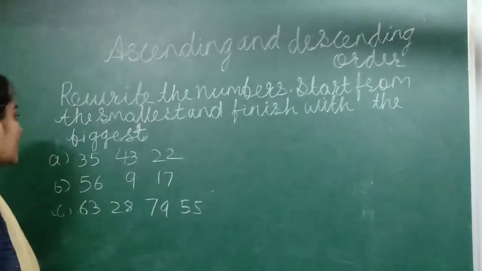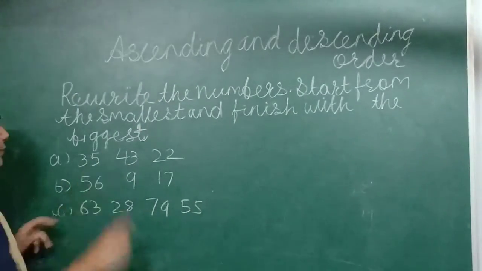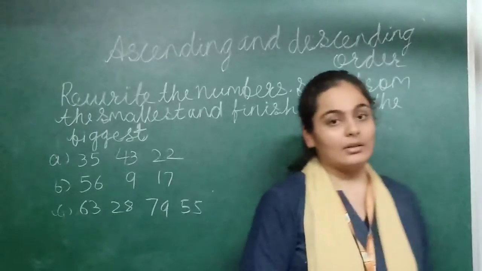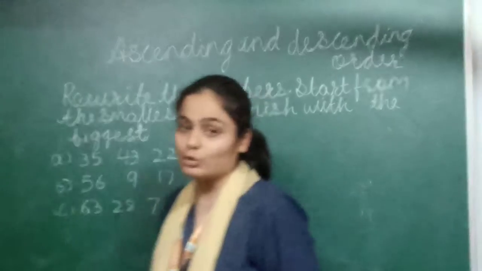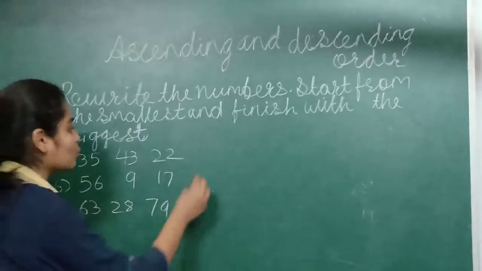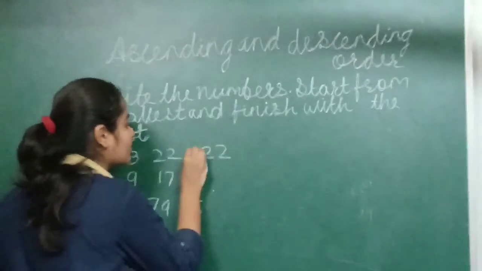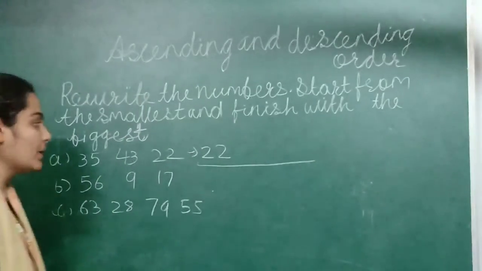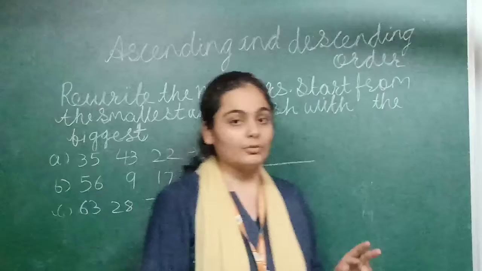Okay, let's move to the exercise: 35, 43, 22. When we are counting like 20, 21, 22, first what comes? 22. Then what comes? 23, 24.